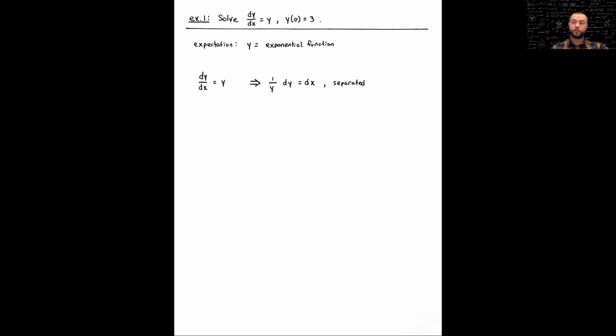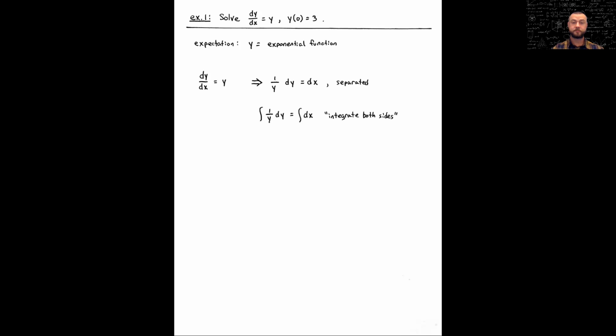All right, this one is pretty simple to separate. We can multiply the dx to both sides, and then divide the y over. At this point, it's separated. We have 1 over y times dy equals dx. Once it's been separated, we can integrate both sides. We're integrating the left side with respect to y, and we integrate the right side with respect to x.